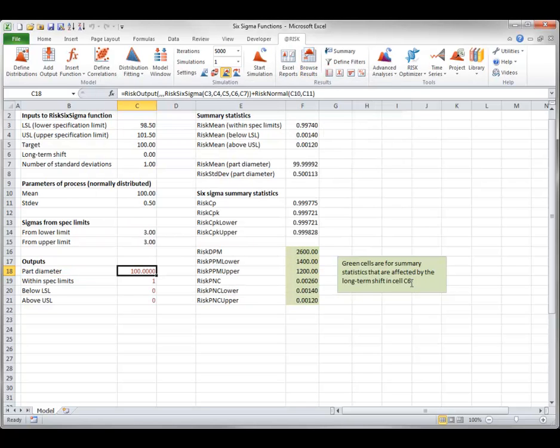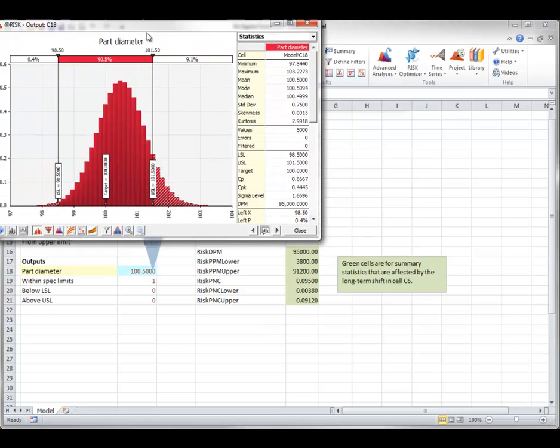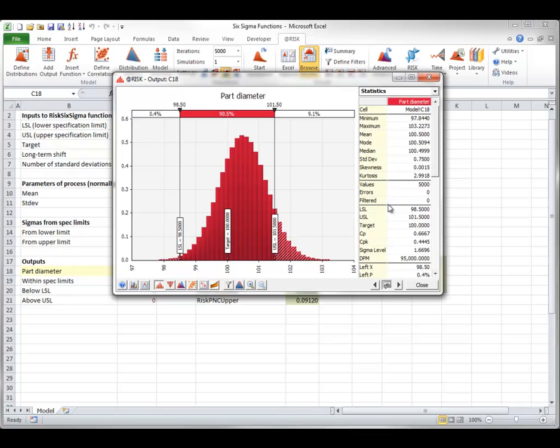Here is an example where I will change the mean to 100.5 and the standard deviation to 0.75. Now I will rerun the simulation. Again, the sliders are positioned at the specification limits, and you can see that there are clearly a lot more defectives, most of them on the high end.